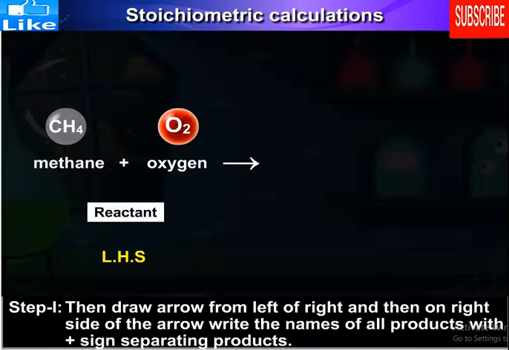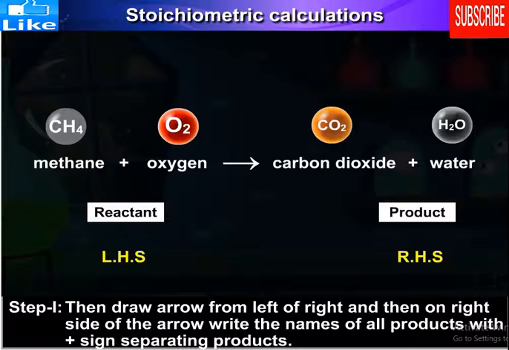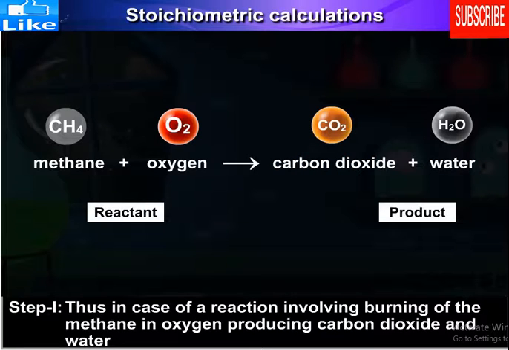Then draw an arrow from left to right, and then on the right side of the arrow, write the names of all products with a plus sign separating the products. Thus, in the case of a reaction involving burning of methane in oxygen, producing carbon dioxide and water.